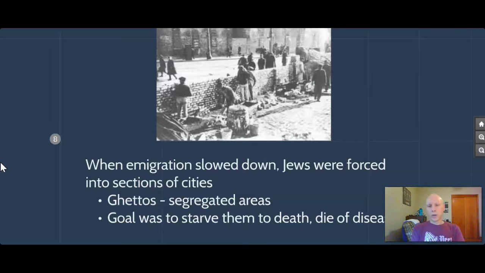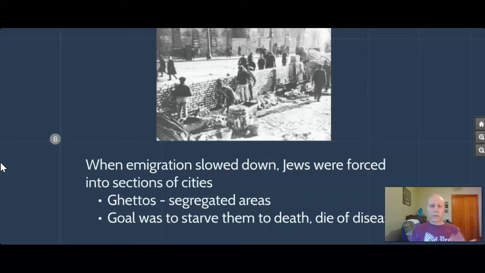And then if you look at the picture here, what the people are doing is they're building a brick wall. And what would happen is they would literally have a wall built holding them into this portion of a city, and then basically be cut off from the basic things people take for granted every day for survival: having food, having water, having those basics, medicine, things like that. And the goal was to round up Jews, put them into these ghettos, cut them off, and let them die of starvation and disease. And Hitler was hopeful that this would be a process that would go fairly quickly.